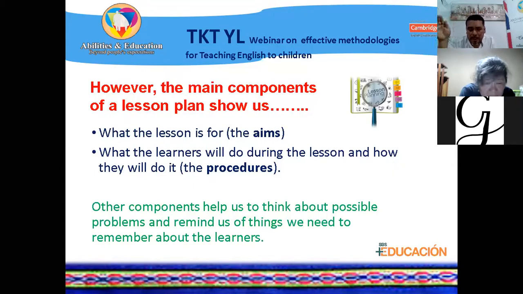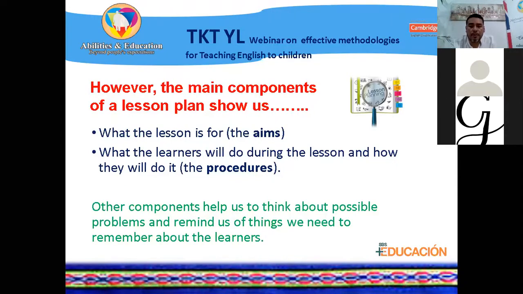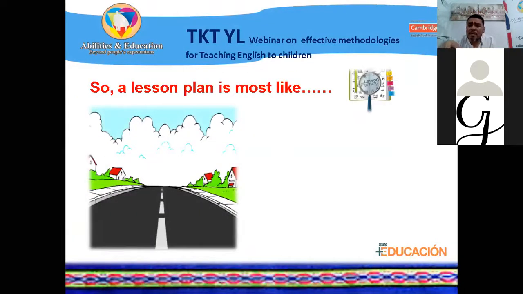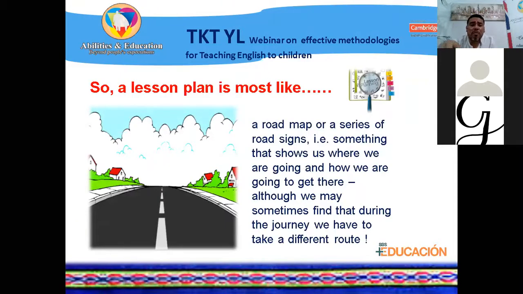Number one, the aims, what you want the students to achieve, and the things you will do to make them achieve this, the procedures. Other components help us to think about possible problems and remind us of things we need to remember about the learners. So a lesson plan is most like a road map or a series of road signs. This is something that shows us where we are going and how we are going to get there. Although we may sometimes find that during the journey, we have to take a different route, right?